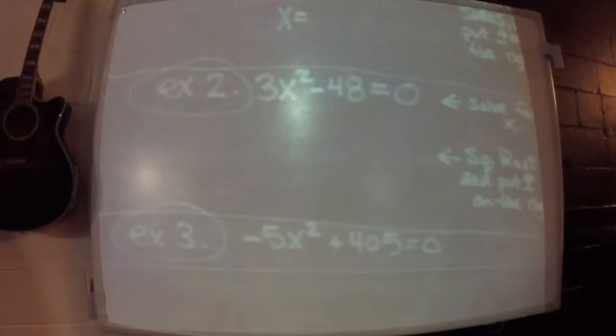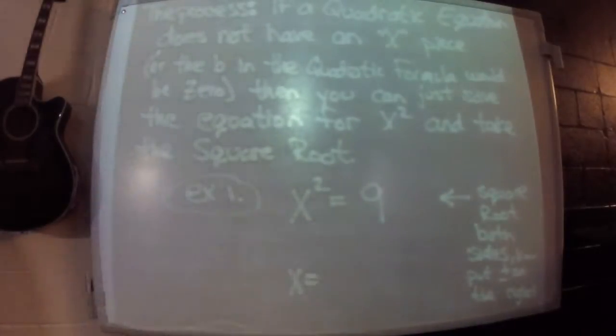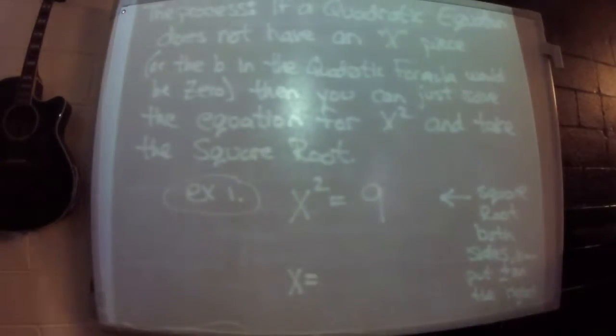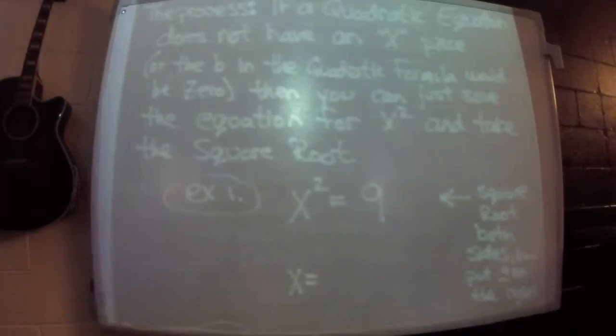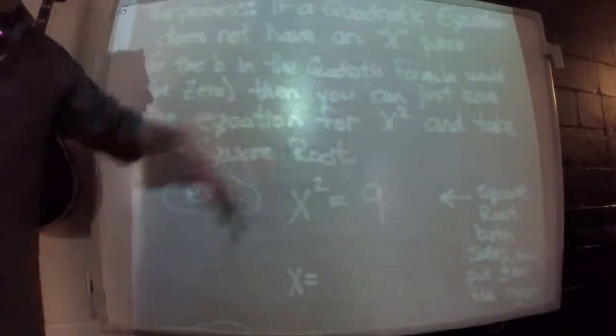Now we're going to do the process. As these get more complicated, here's the process of how to do this. And here's how you know when this will work. All right, if a quadratic equation does not have an x piece, it does not have a b piece, we can use this method, this square rooting method.